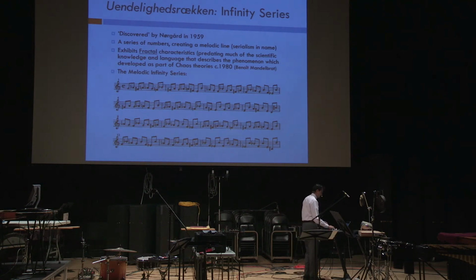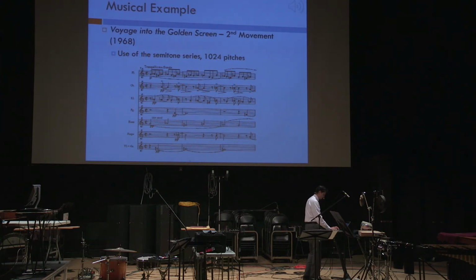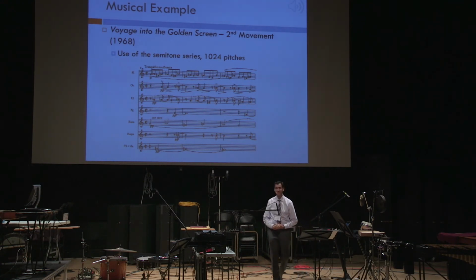I do have a little bit of the Voyage into the Golden Screen here on a slide if you'd like to see how that score looks. So that's just the opening. So you can see the flute has the series in eighth notes, and then he's extracted different iterations in the other orchestrated parts. Do I have the example? Do you want to listen to a little bit of it, if you're curious?